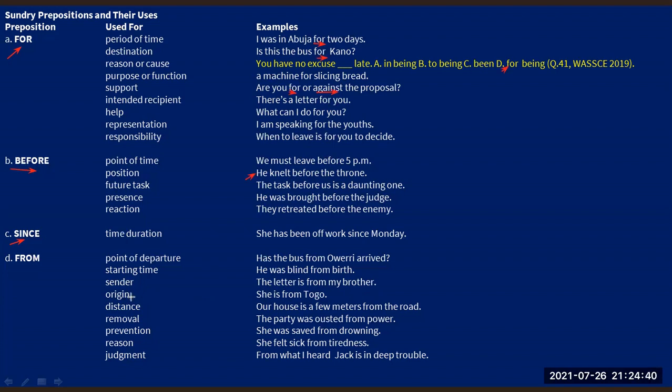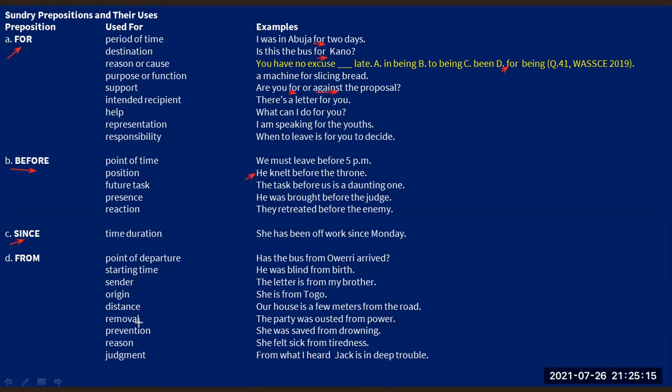From also is used to indicate origin, the origin of something or someone. For example, she is from Togo. That is her country of origin. Then you can indicate distance using from as well. For example, our house is a few meters from the road. That's the distance from the road, all right?